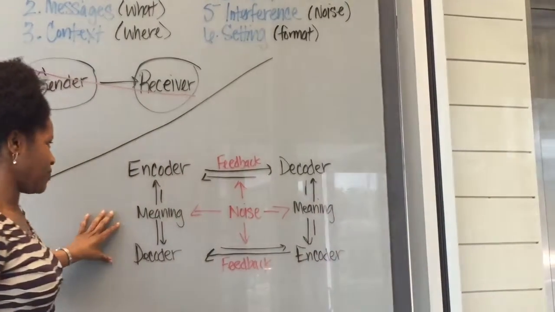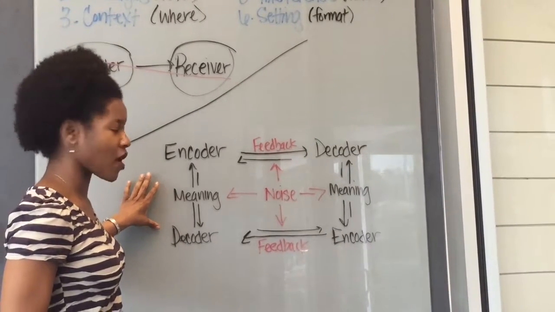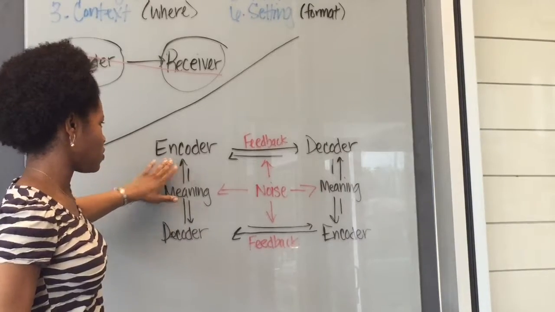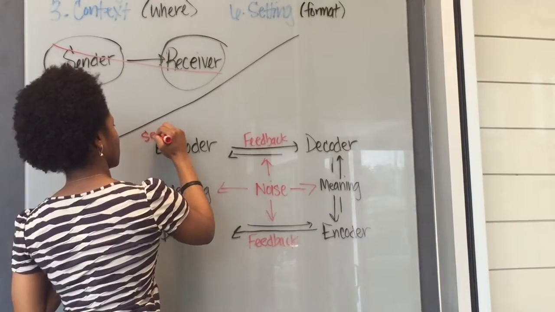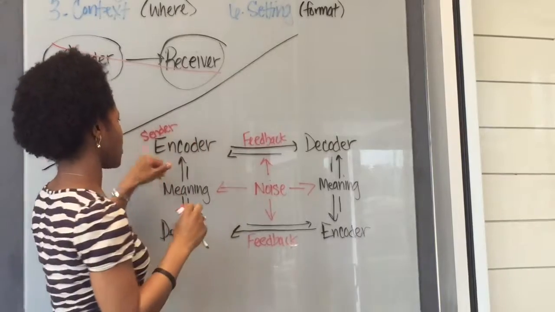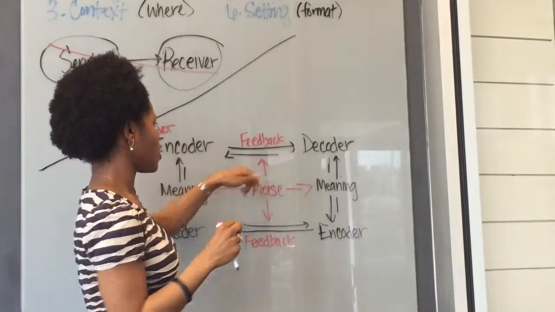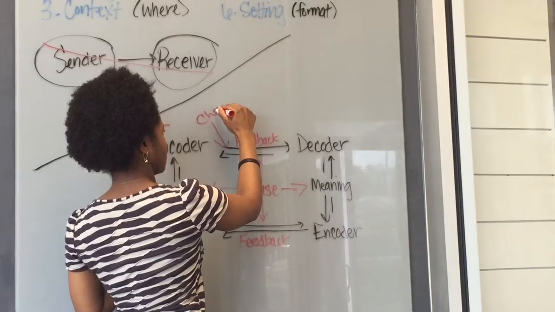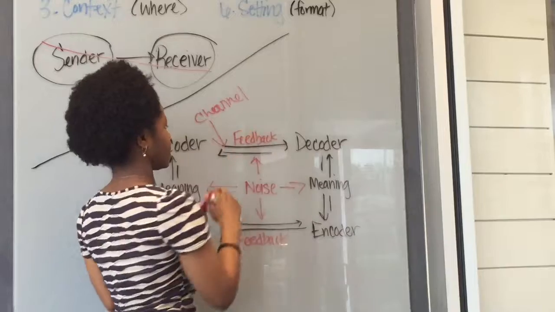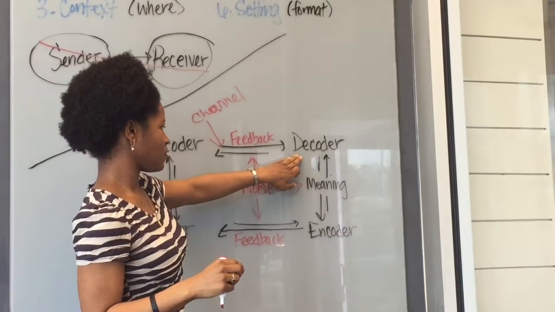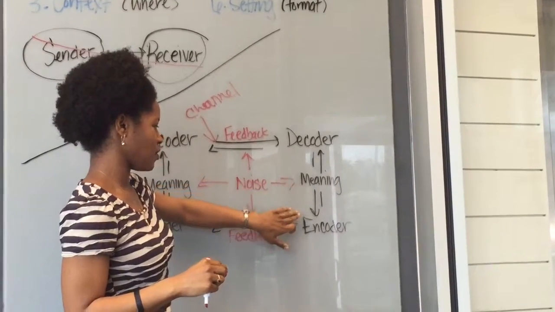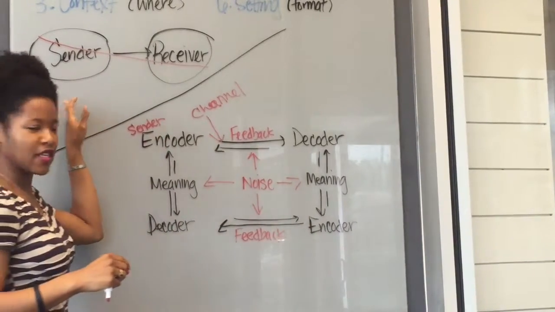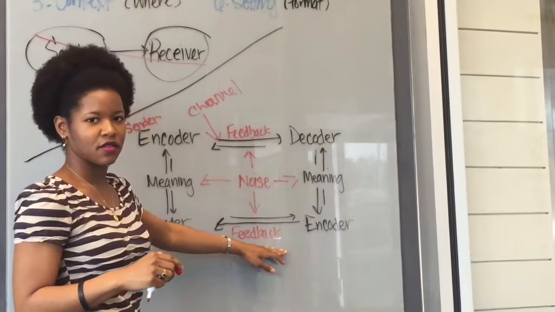This is a better idea for what the process looks like, okay? The sender encodes, so you could put sender out here if you'd like. The sender encodes the message, sends it through, this is a channel, and the decoder decodes that meaning, okay? Now, what this chart takes into consideration that the other doesn't is feedback, okay?